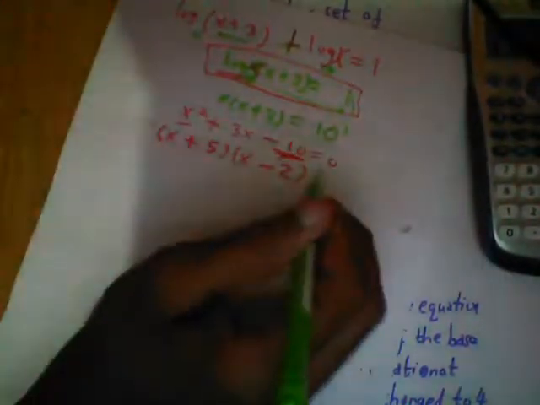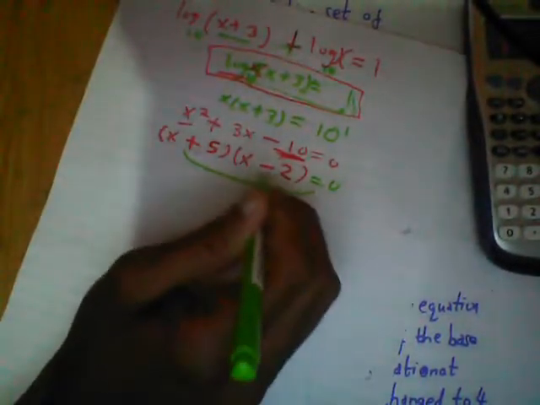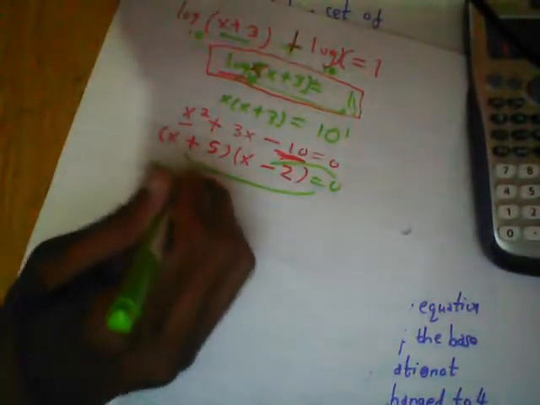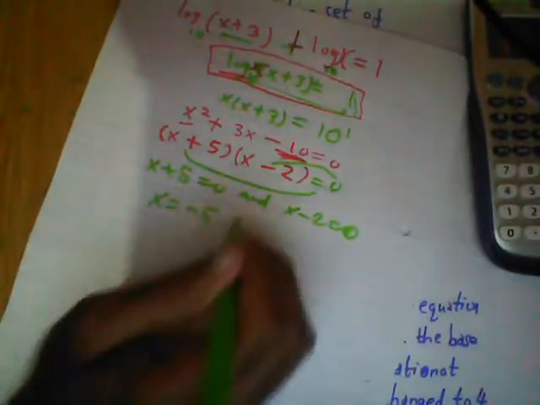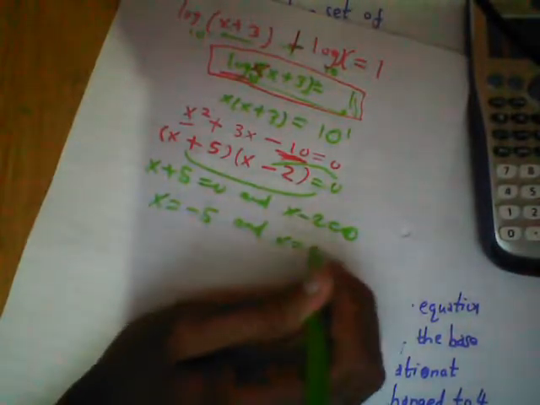Like I said, if you have a problem with the quadratic, let me know. I have a special session for quadratic. So now equal to 0. The first one equals 0, the second one equals 0. So x plus 5 equal to 0 and x minus 2 equal to 0. So x equals negative 5 and x equals 2.